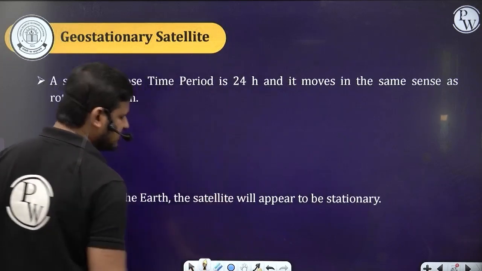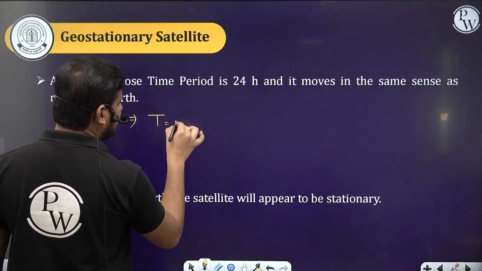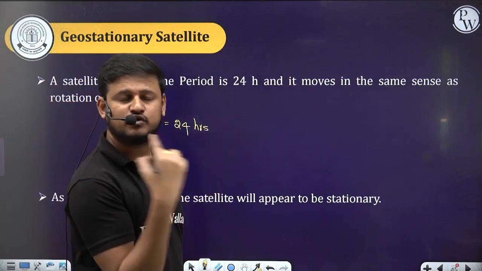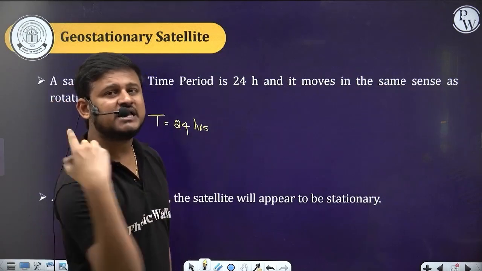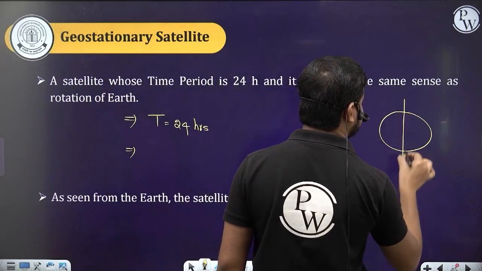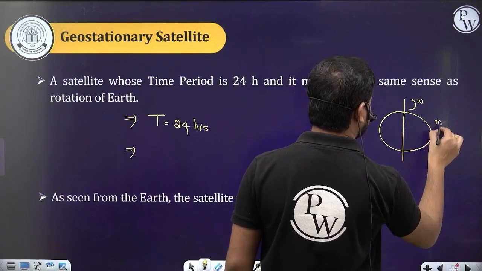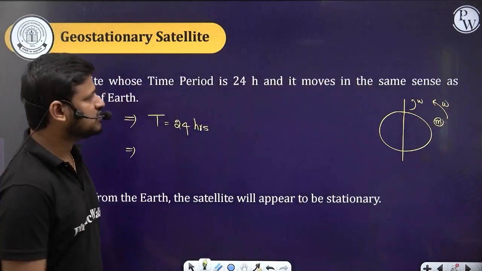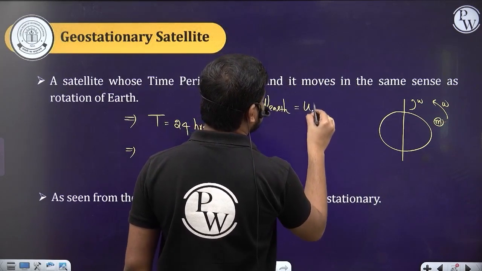So what are the two conditions for the geostationary satellite? Its time period should be 24 hours, right? That means to complete one revolution, it should take 24 hours. And the second condition, it should rotate around the earth in the same direction as the earth rotates. So see here, let's suppose this is the earth, rotating about this axis, and the satellite of mass m is there near the earth surface. Then this also should rotate in the same sense as the earth. So the omega of the earth should be equal to the omega of the satellite.